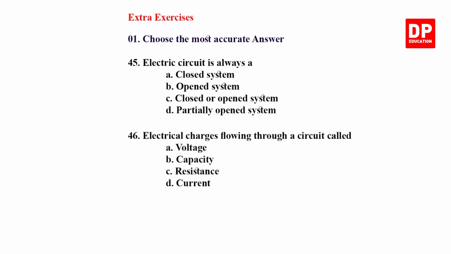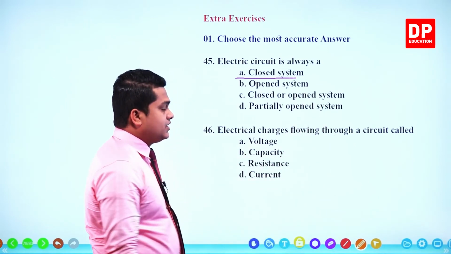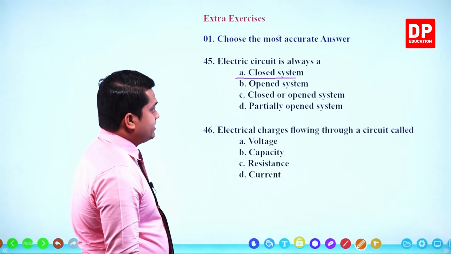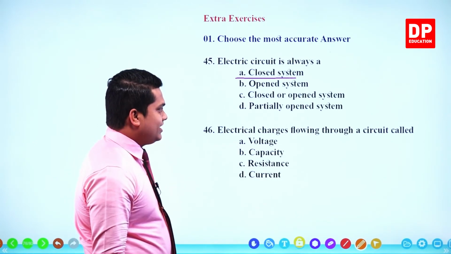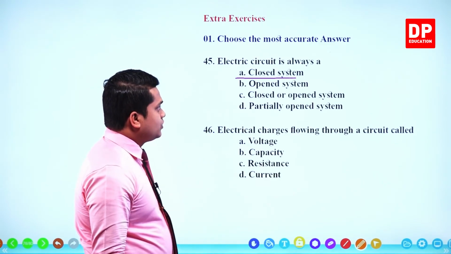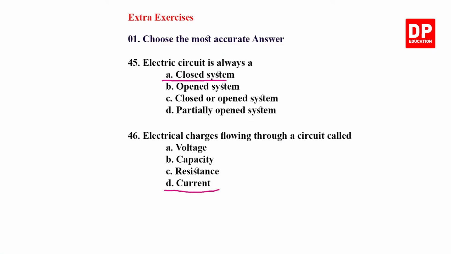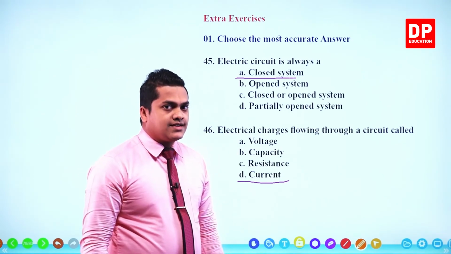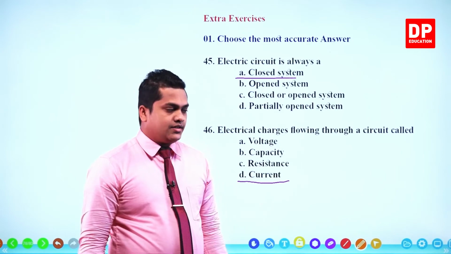Electric circuit is always, this is also very simple, my dear children. Electric circuit is always a closed system. Otherwise, there is no way of passing electricity from one place to another, right? Electrical charges flowing through a circuit, or flowing through a closed system, is called the current. Especially the electrical charges which are flowing through a circuit are called the current.